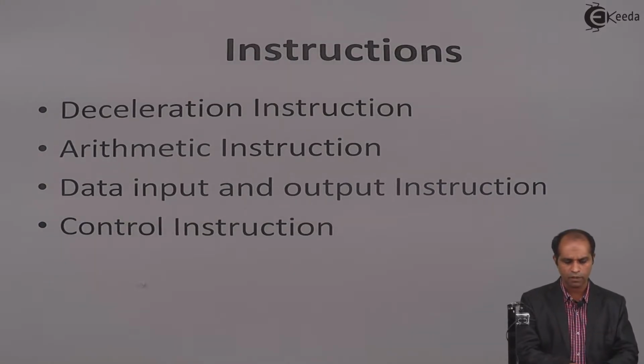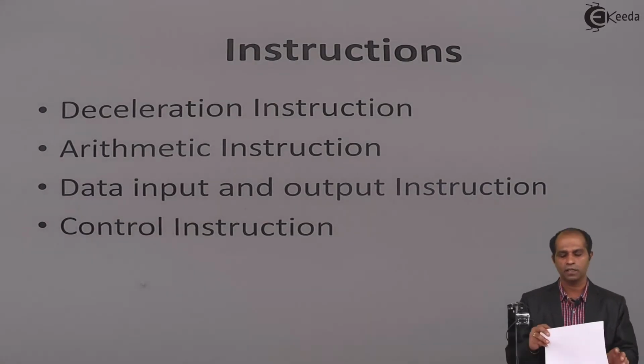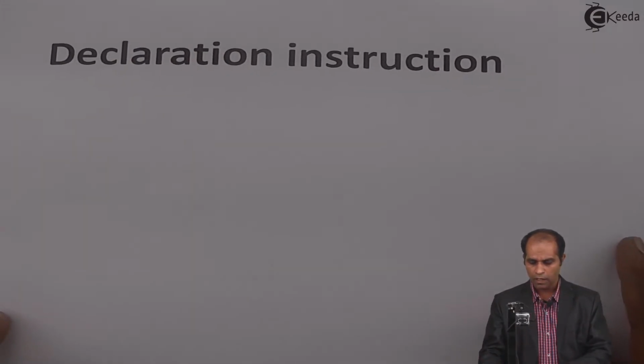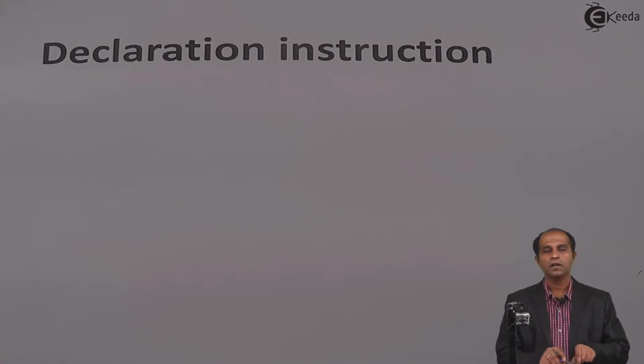So let us first start with one type of instruction, that is declaration instruction. Now, as I've described, what exactly is a declaration instruction? An instruction which is used to declare a variable, we call it a declaration instruction. So you can have any type of variable and you can frame an instruction with a data type along with a keyword. Now let's see how the syntax of declaration instruction goes.